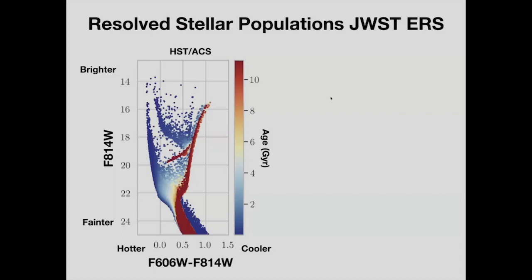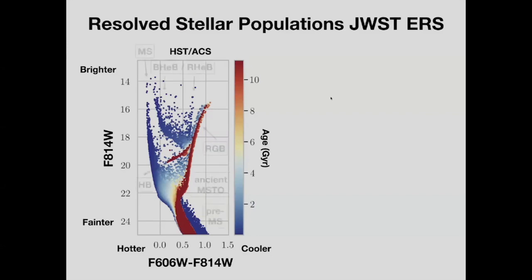And here I've just chosen to color code this simulation, so each point is a star and they're color coded by their age. And so you can see, effectively, we can measure the age distribution or the star formation history of a galaxy basically by looking at and modeling its color magnitude diagram.